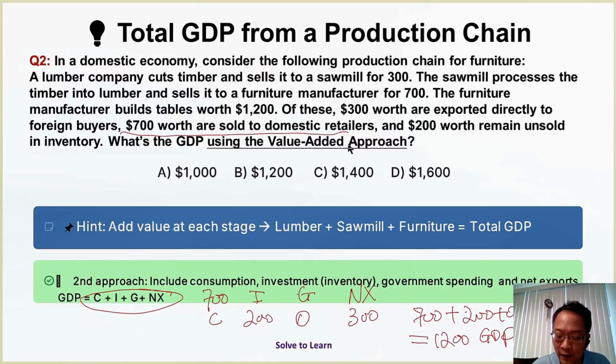Today, we're mainly looking at how to calculate it using the value-added method, but of course, we could also use the most traditional method, which is consumption plus investment plus government spending and net exports. That's another way to calculate it.